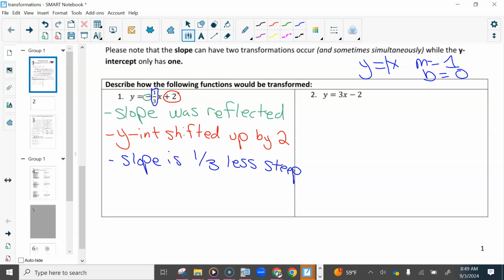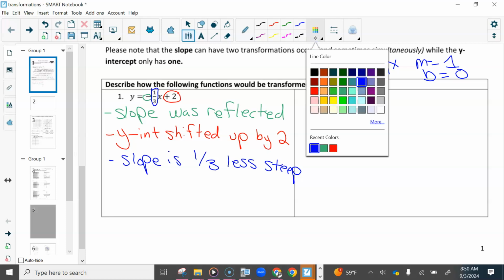Do we have any questions so far on how we got those? This is a lot of knowing the vocabulary and describing slope and y-intercept with those things. All right, let's try the second one. Again, we're comparing from the original, not this one. What's different? Okay, so what does that tell us using our vocabulary?